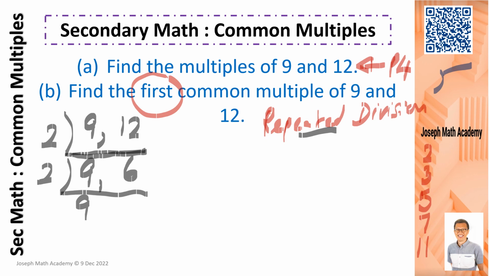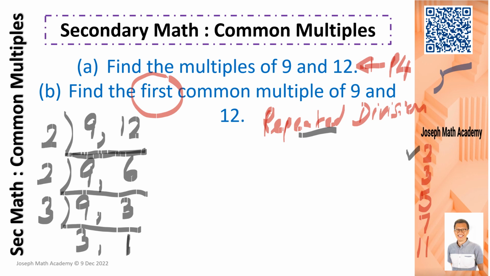So 9 is brought down, no treatment. 6 can be divided by 2. We get a 3, which is the quotient. Let's proceed. Now, 2 cannot be the divisor anymore because 9 and 3 are odd numbers. So 2 is settled. Now we move on to the next prime number, which is 3. Let's do 3. So 9 divided by 3, yes, the quotient is 3. And 3 divided by 3 is 1. So we arrive at 1 here.